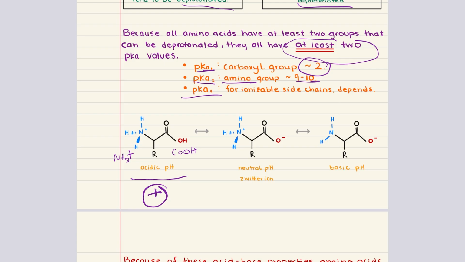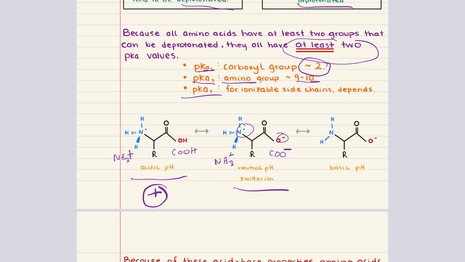Then as we raise the pH and we approach neutral pH, the carboxyl group loses its proton first because its pKa is lower, around 2. So at this point, the carboxyl group is COO minus, while the amino group remains NH3 plus. Now, this molecule carries both a negative charge and a positive charge, making it a Zwitter ion. This is the dominant form at physiological pH, which is about 7.4.